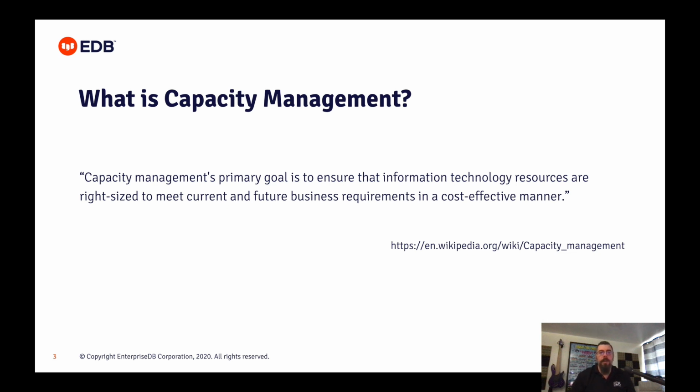So what is capacity management? According to Wikipedia, capacity management's primary goal is to ensure that information technology resources are right-sized to meet current and future business requirements in a cost-effective manner. In practice, what this means is having an understanding of when resources might need to be increased or decreased to support the software and the applications that we're running. For example, when am I going to run out of disk space on my database server? Or when might I have a spike in user load and that requires me to provision more resources, maybe scale up the database cluster to cope with it.